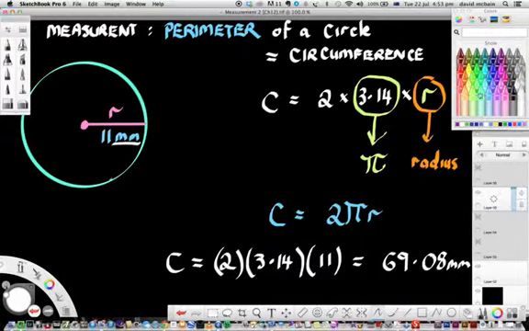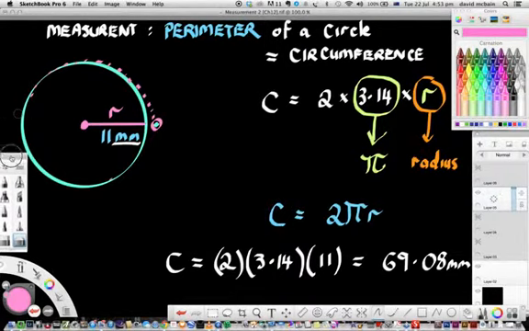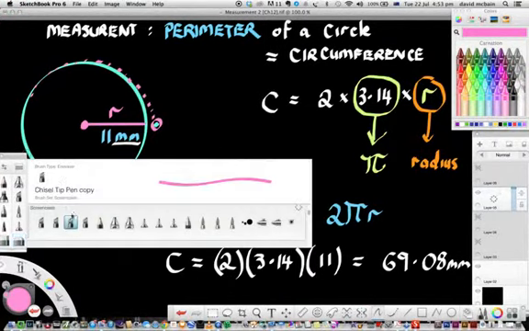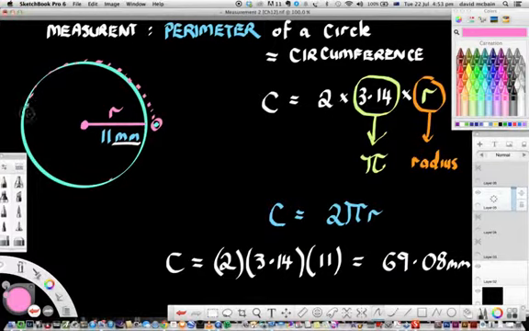So that means that the distance around the outside, if I started here and walked around the outside of my circle like that, right around, kept on going right around, then I would walk a distance of 69.08 millimeters. That's the circumference of that circle.